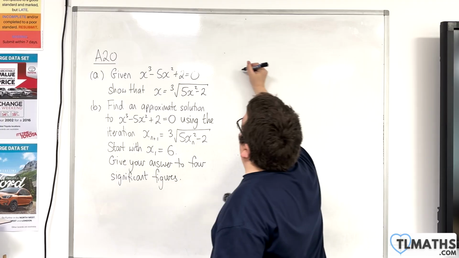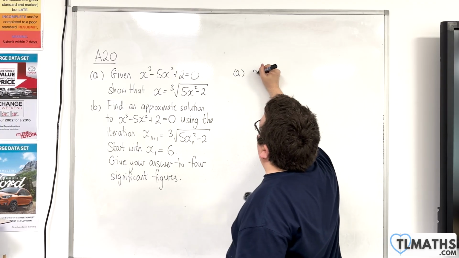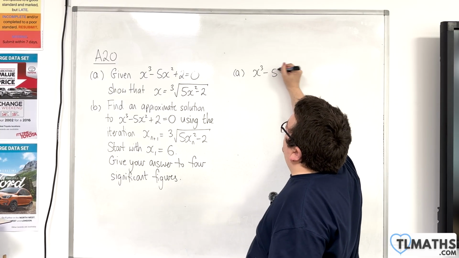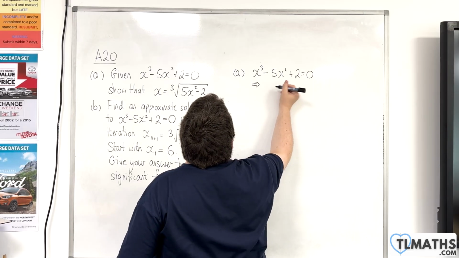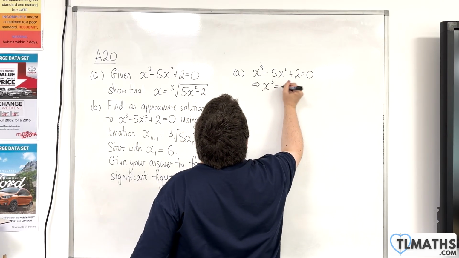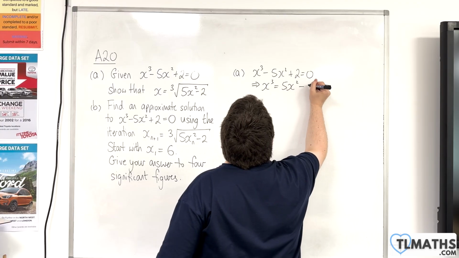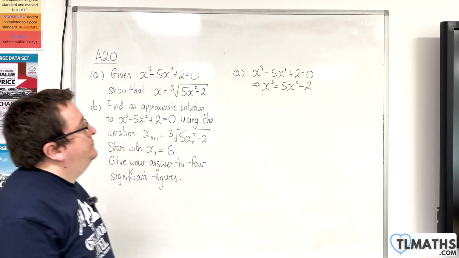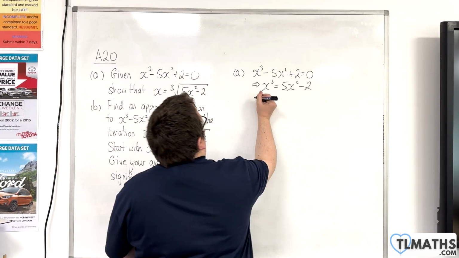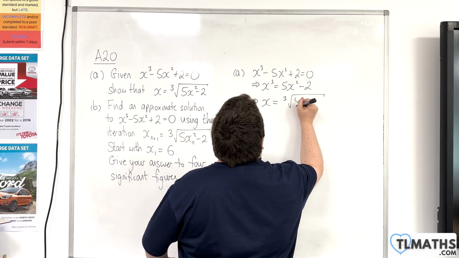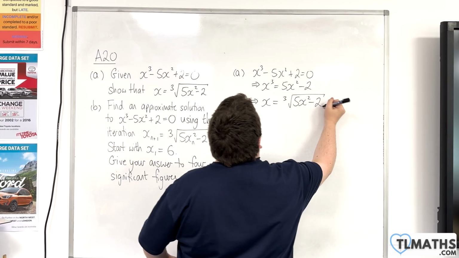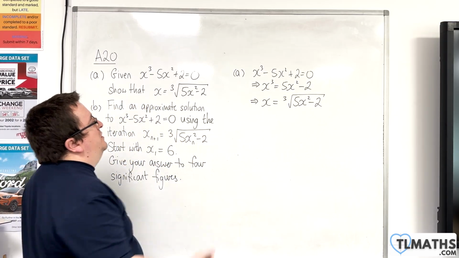So if we reverse the process there, for part A, starting with x cubed take away 5x squared plus 2 equals 0, if we add 5x squared and subtract 2 from both sides, then we cube root both sides, we have what we wanted to get to. Okay, so as required.